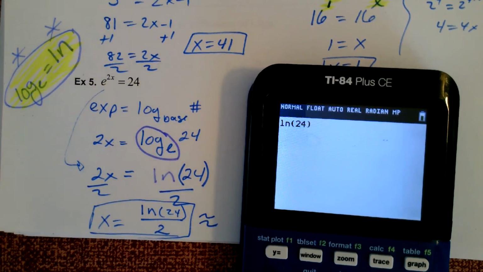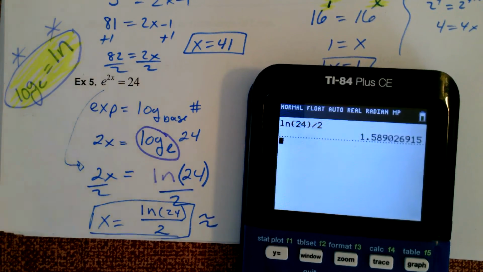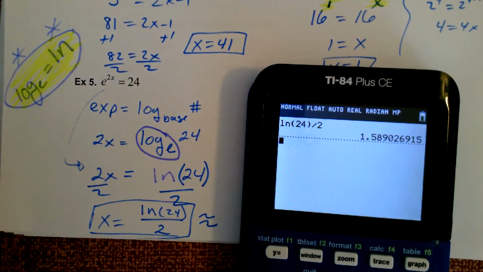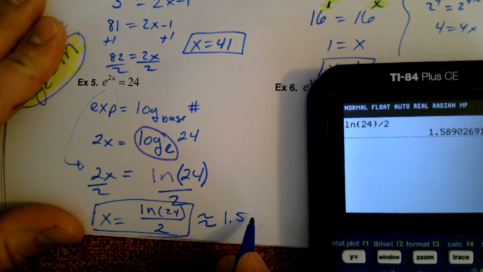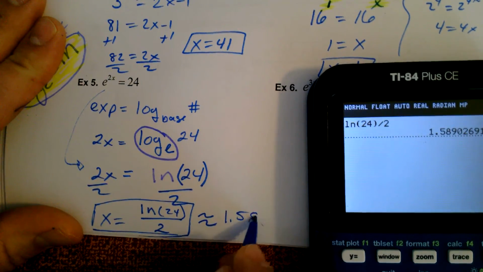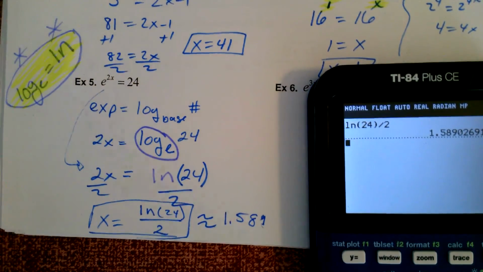So above the 9, close it. And then go ahead and divide by 2 and press enter. And we should get 1.589. If you are not getting 1.589, double check to make sure you have closed your parenthesis.